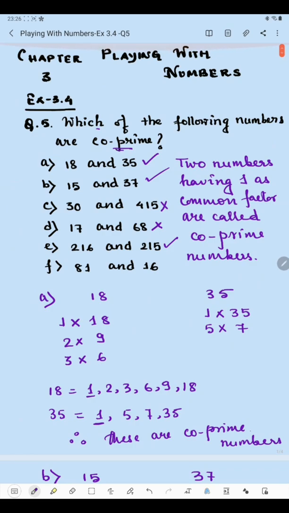So that means F also is a co-prime pair. So which of the following numbers are co-prime? It will be A, B, E and F. Okay, so this was all about question number 5. Thank you, students.